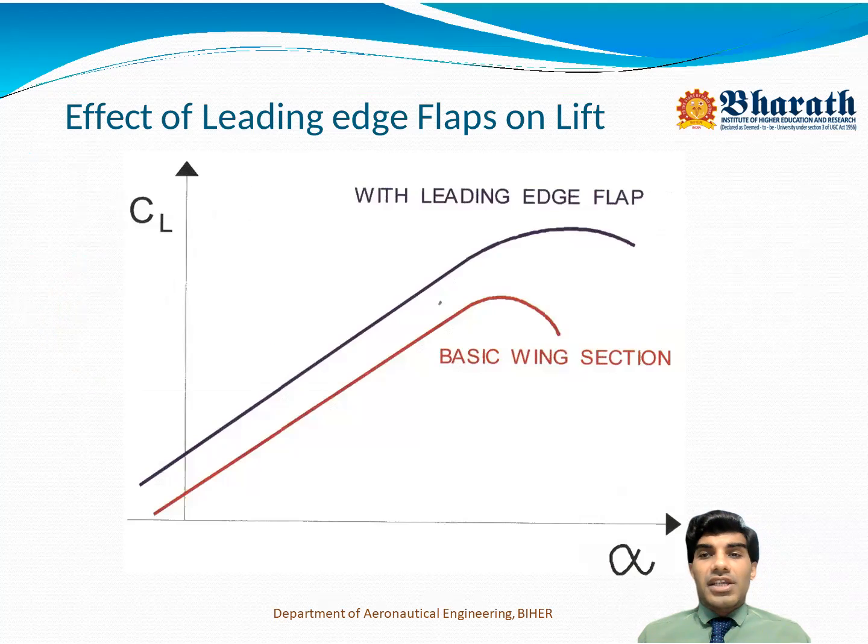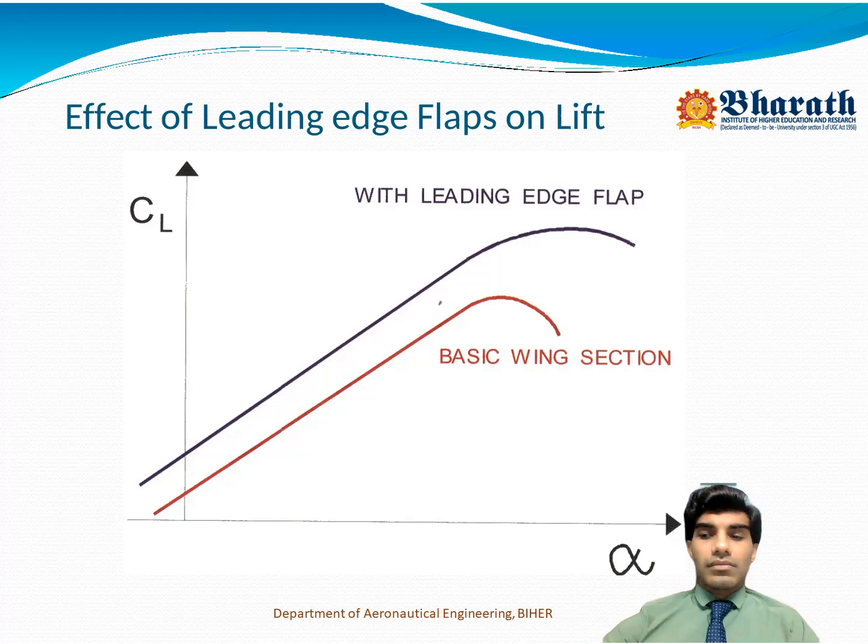Then the effect of leading edge flaps on lift. As we saw previously for the trailing edge flaps how they affect lift, now we are going to see the effect of leading edge flaps on lift. As you can see in the graph between coefficient of lift and angle of attack, the basic wing section has a lower angle of attack and lower coefficient of lift value. But with the leading edge flap, the coefficient of lift value is increasing and the angle of attack is also increasing.